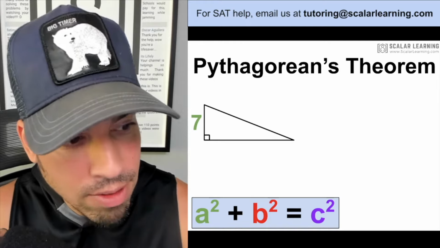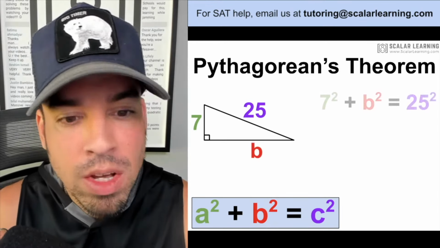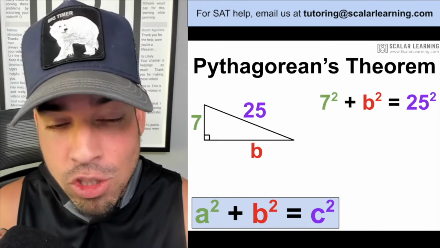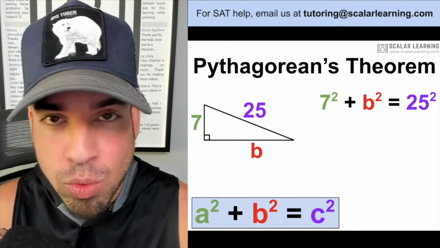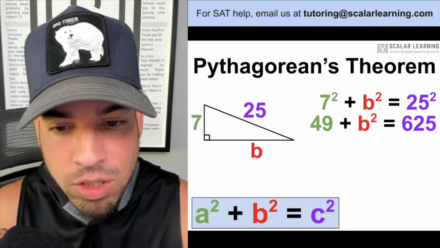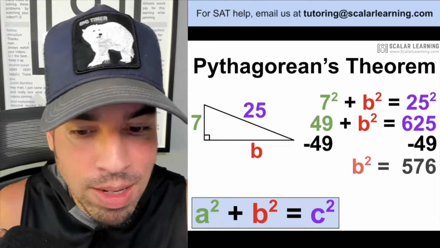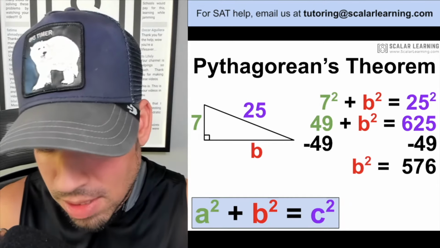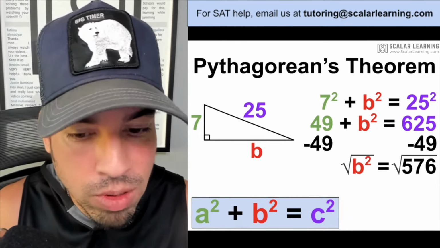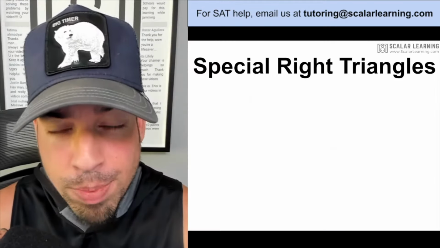Here's another example where we're going to be trying to find a missing leg. We know that 7 is one leg. We know that the hypotenuse is 25. So what is b? Let's plug it into the theorem. We have 7 squared plus b squared equals 25 squared. 7 squared is, of course, 49. 25 squared, excuse me, is 625. Then we're going to subtract 49 from both sides. We get b squared equals 576. Then we take the square root of both sides, and we get 24. Boom, done.